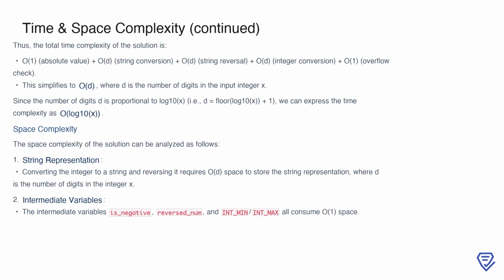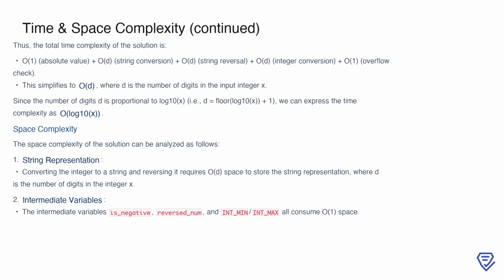Adding up the individual time costs, we get O(1) for the absolute value computation, O(d) for string conversion, O(d) for string reversal, O(d) for integer conversion, and O(1) for the overflow check. This simplifies to O(d), where d is the number of digits in the input integer x. Since the number of digits d is proportional to log10 x, derived from the relationship d equals floor(log10 x) plus 1, we can express the overall time complexity as O(log10 x).